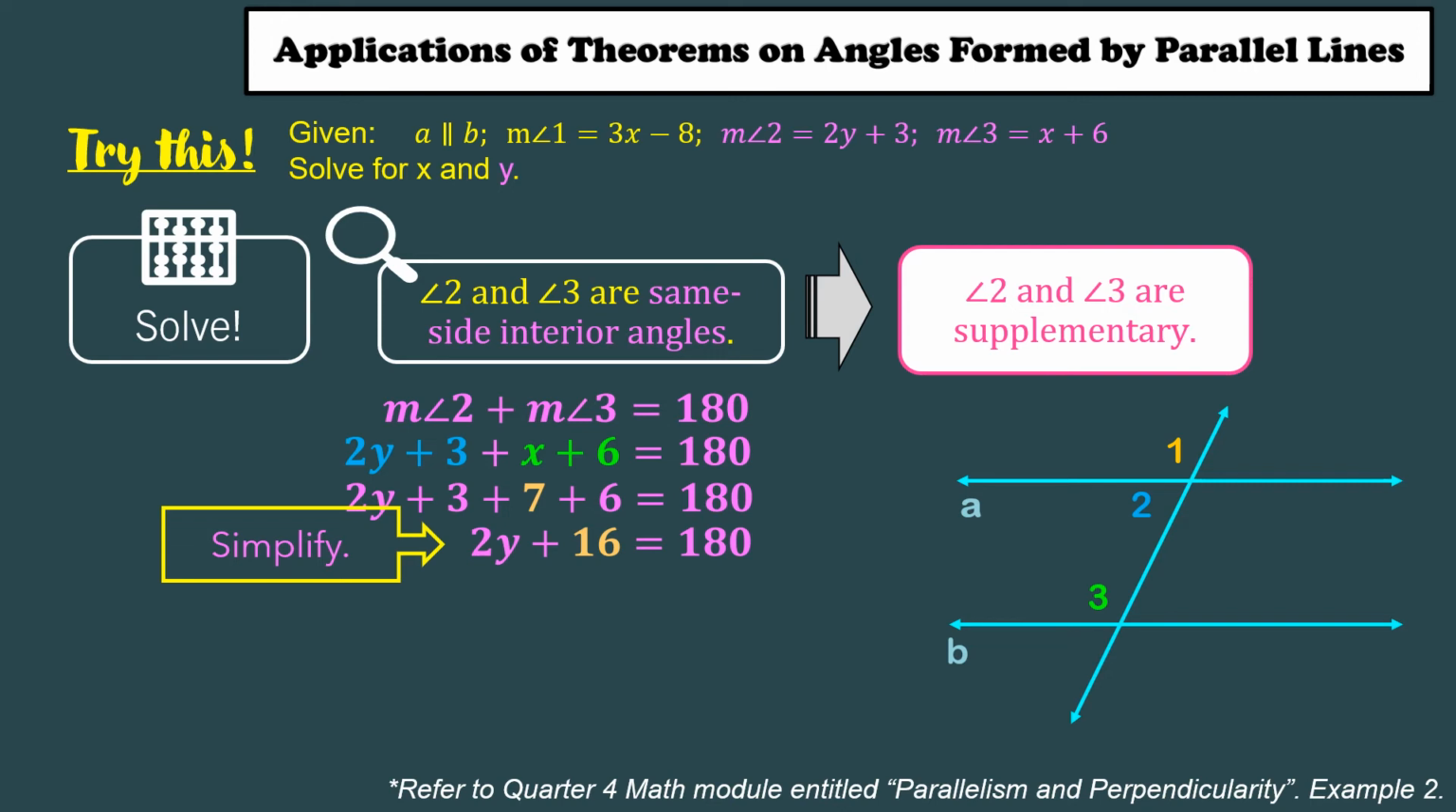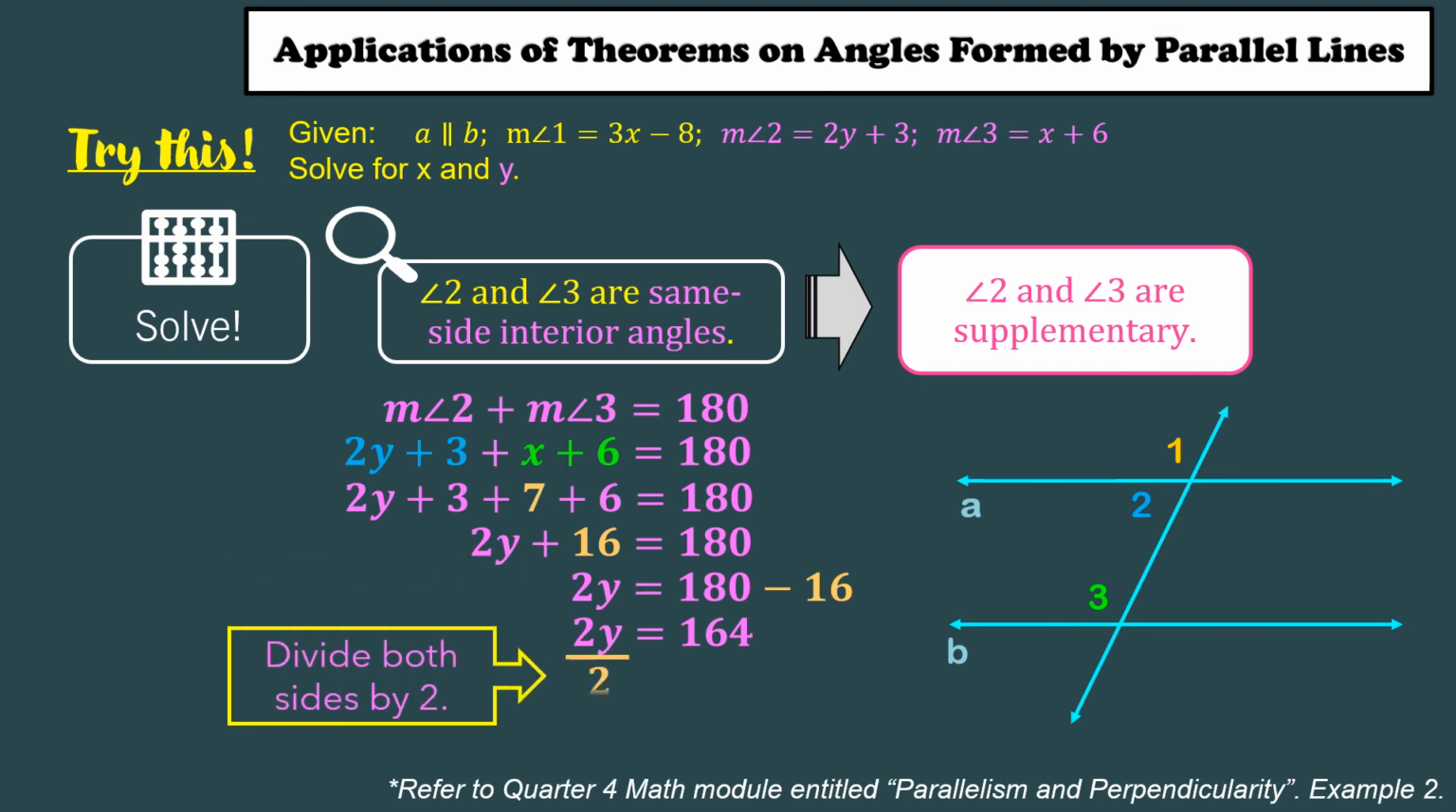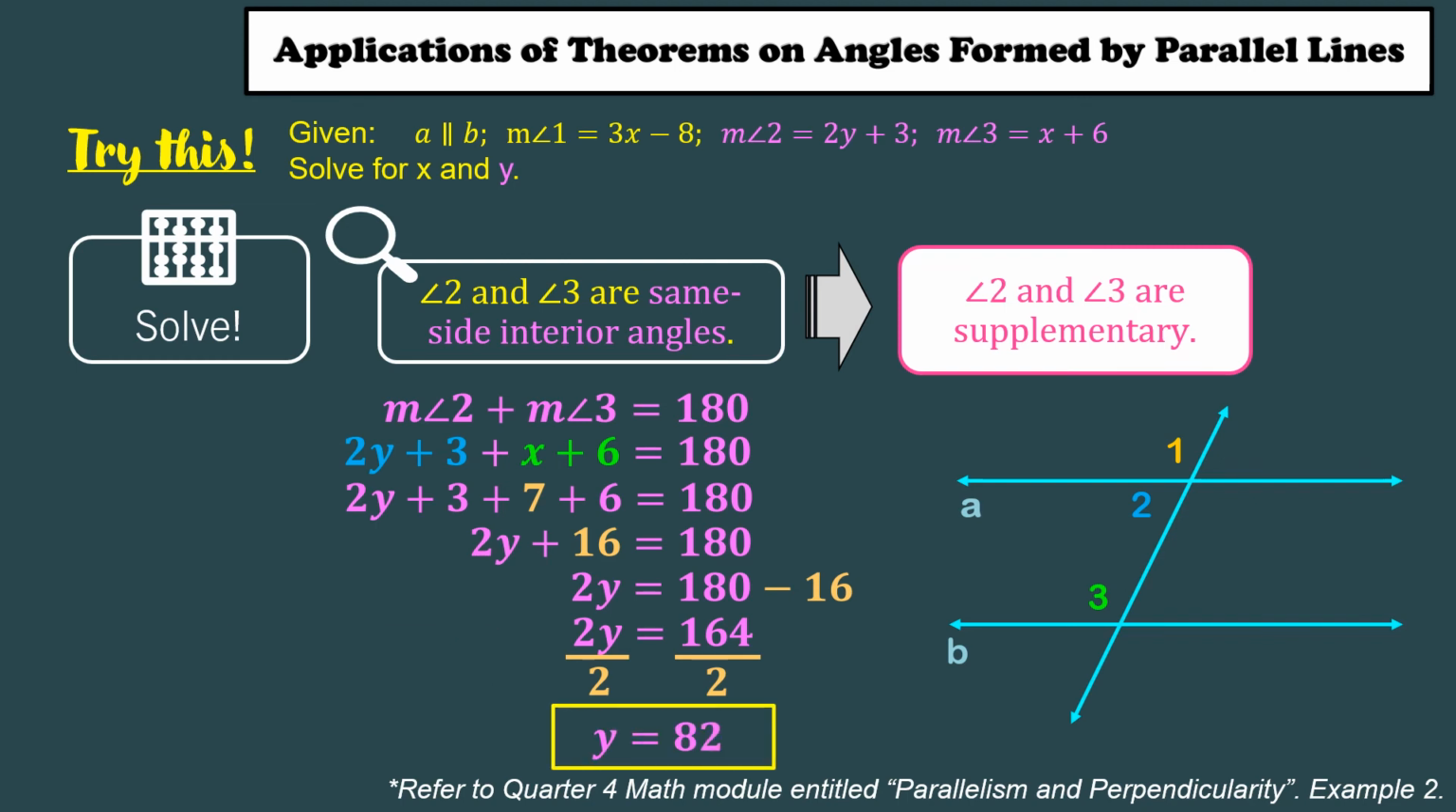We then transpose 16 to the right side of the equation to keep all constant terms on the right side of the equation and all those with a variable y on the left side of the equation. We simplify the resulting equation to get 2y equal to 164. We then divide both sides by 2 to eliminate 2 from 2y to get the final answer, which is y equal to 82.